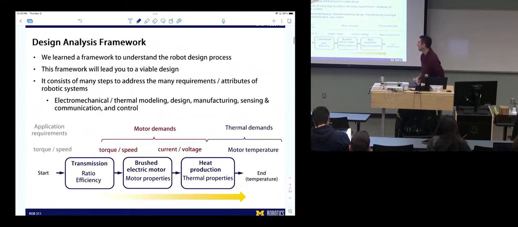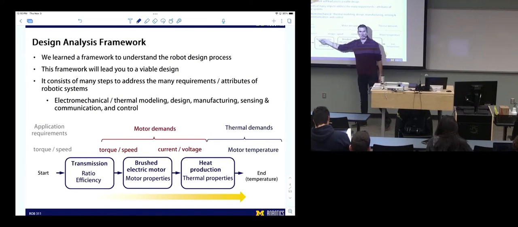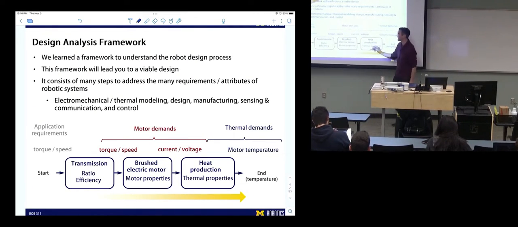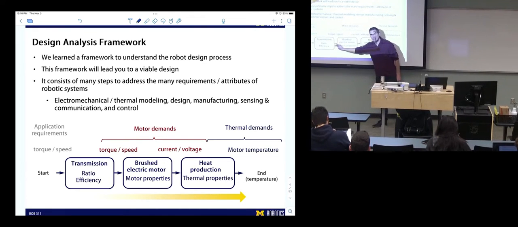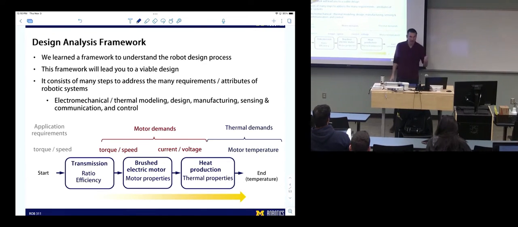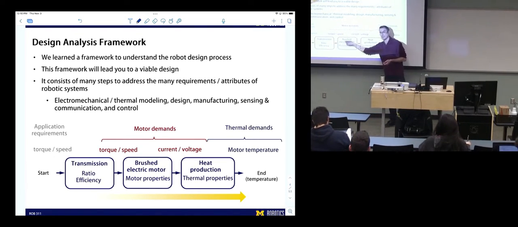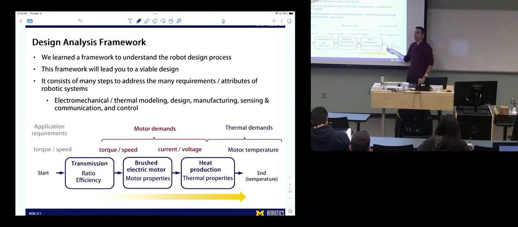So this is our design framework that we learned. Start out with your idea, the application requirements. We learned about speccing. There's a transmission ratio to be chosen. It's going to have a ratio and an efficiency. We looked at brushed motors and determining their currents and voltages. So the torque and speed is the input in this analysis, current and voltage is the output. We take that current and voltage and use it to find the temperature. You learn that entire flow chart. This all happens up front, called speccing. It's like the first thing that you do.